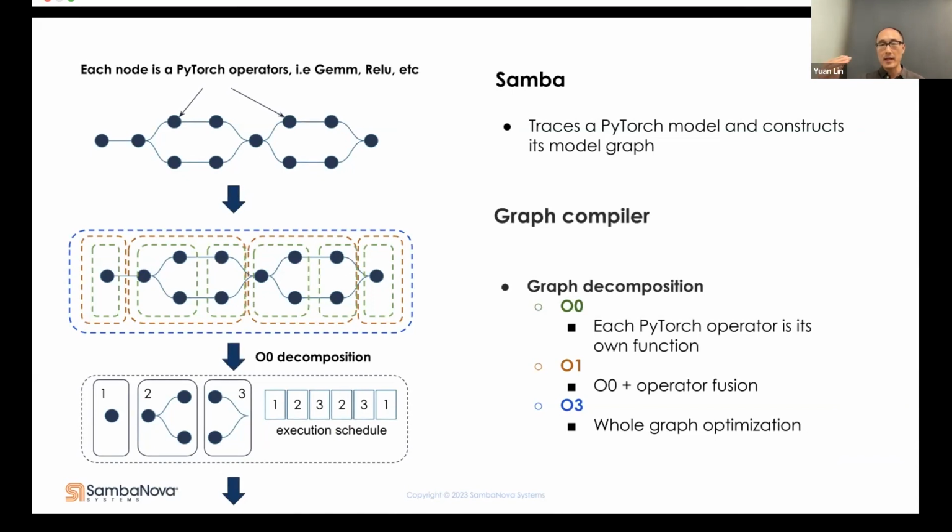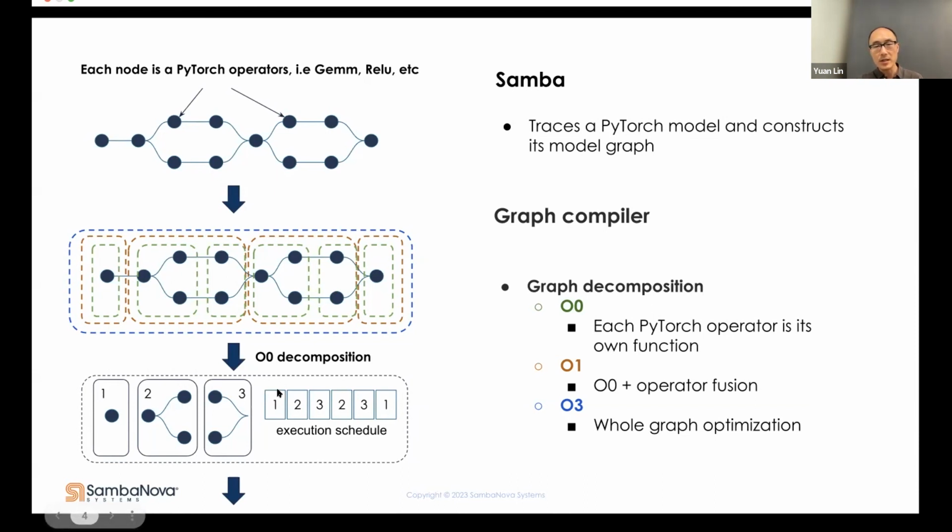The first main component of the graph compiler is graph decomposition. There are multiple different ways to decompose a graph. The three main ways are what we call O0, O1, and O3. In O0 mode, you take the graph and break up every single PyTorch operator into its own subgraph. That's what we're showing here. Let's say this is your graph, and it's decomposed into different PyTorch operators, and each PyTorch operator is its own subgraph.